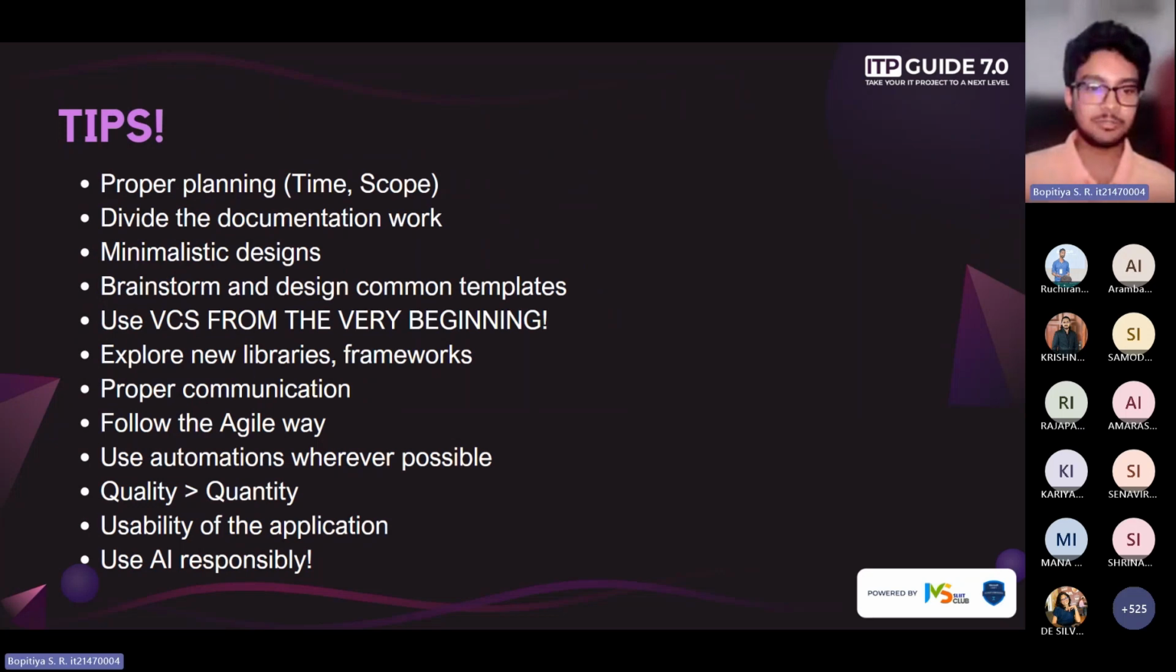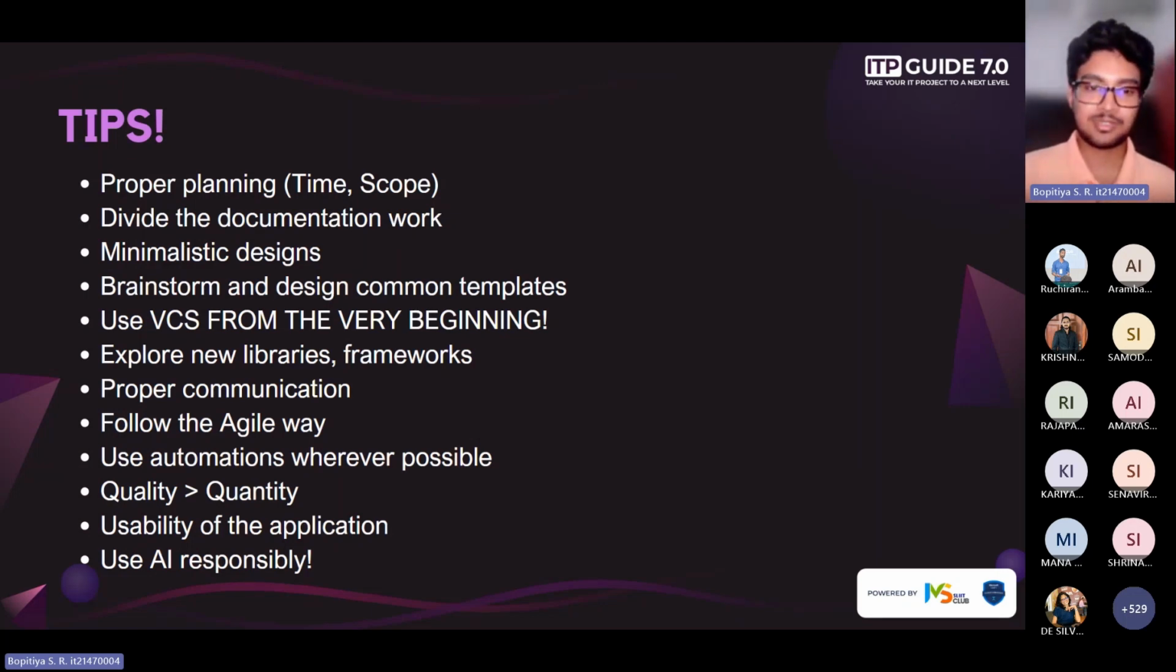Yeah. So before I wind up, these are some tips for all of you. I also did ITP in my second year. Things that we did correctly, things that we learned the hard way. So all of this I came to a list. The list is pretty long, but I'll quickly run through it. So you should have proper planning. I stress on this a lot. Proper planning, because we had some situations where we couldn't plan properly, so we ended up hurting later. So you need to plan properly.